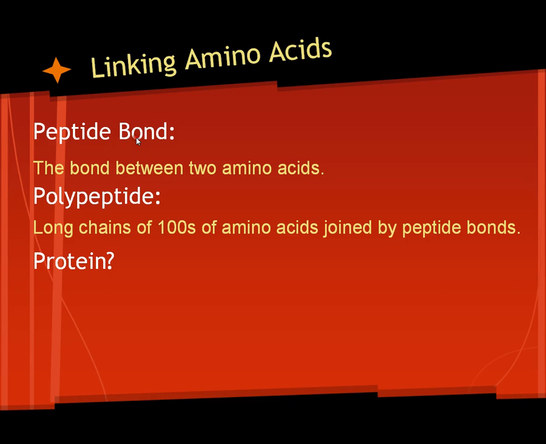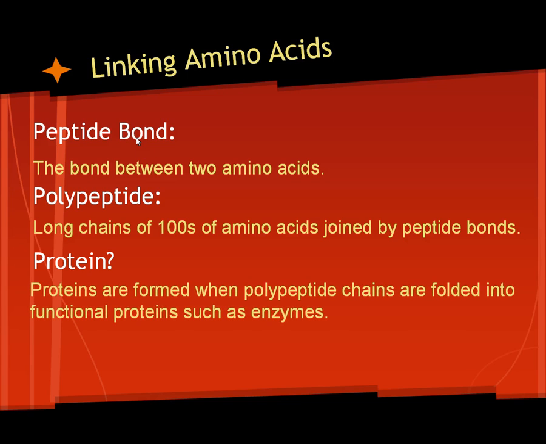A polypeptide is just another name for a long chain of amino acids. So when does it become a protein? It becomes a protein when the polypeptide chains are folded into their proper shape. So this folding can happen right in the cytoplasm as they exit the ribosome. This folding can happen in the endoplasmic reticulum, or a little bit of folding can happen in the Golgi apparatus before it is shipped off to another part of the body.